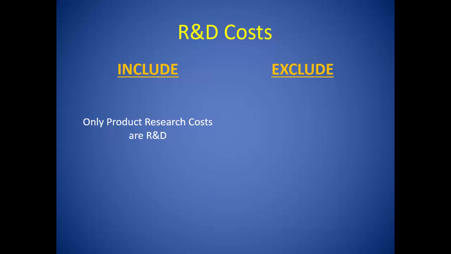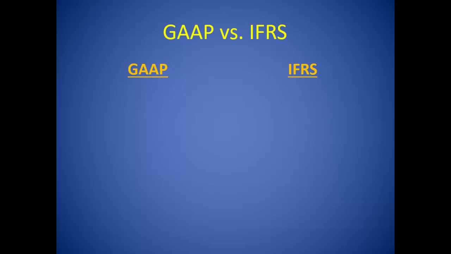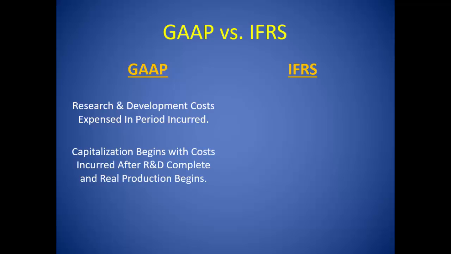You're going to include only product research cost. You will exclude marketing research, quality control testing, and routine design changes. Now, differences between GAAP and IFRS. Under GAAP, R&D costs must be expensed in the period incurred. You cannot capitalize them. That's why you have to distinguish what they are. Capitalization will begin when the cost is incurred after R&D is complete and when the real production begins.